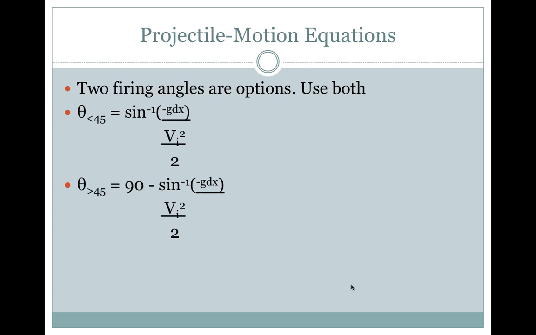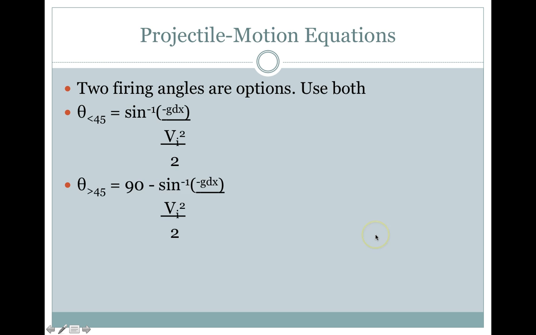Two firing angles are options. Use both. If theta is less than 45 degrees, we're going to use the inverse sine of negative gravity times the distance in the x direction, over Vi squared, all divided by 2. If the angle is greater than 45 degrees, we're going to set it equal to 90 minus the inverse sine of negative gravity times the distance in the x direction, over the initial velocity squared, divided by 2.